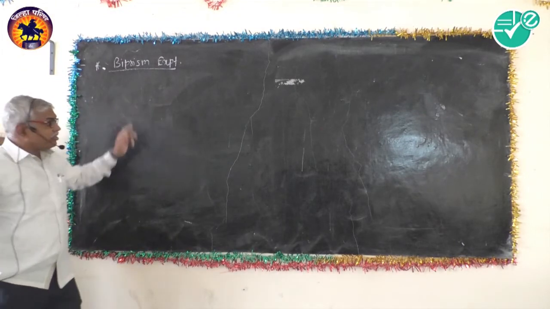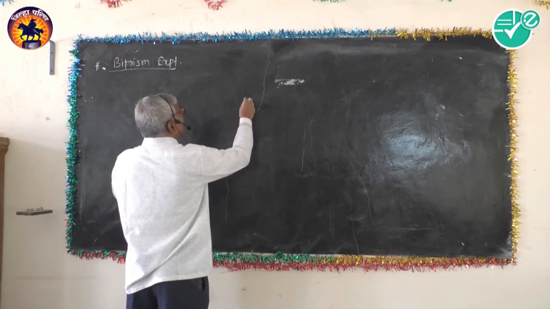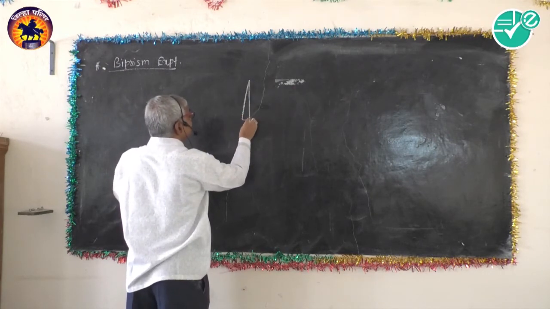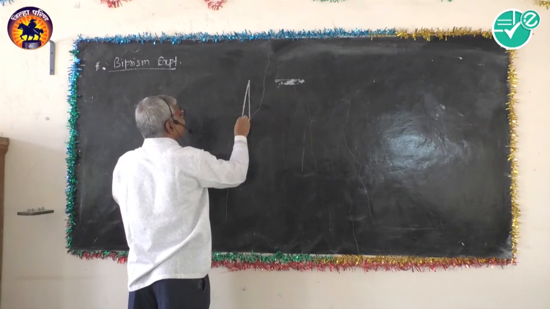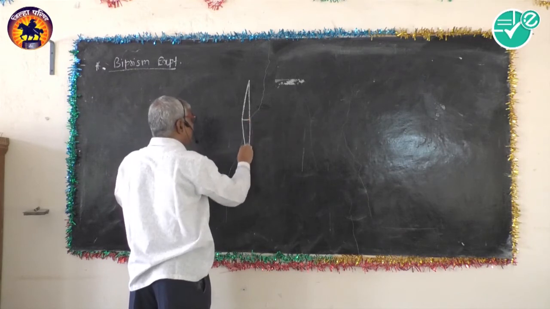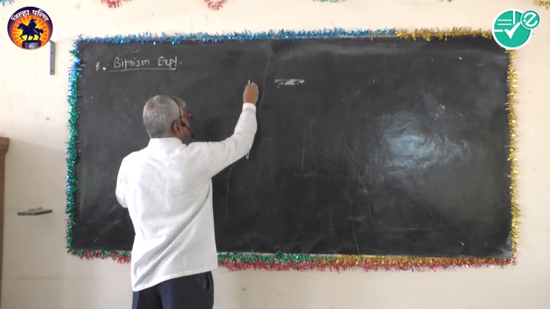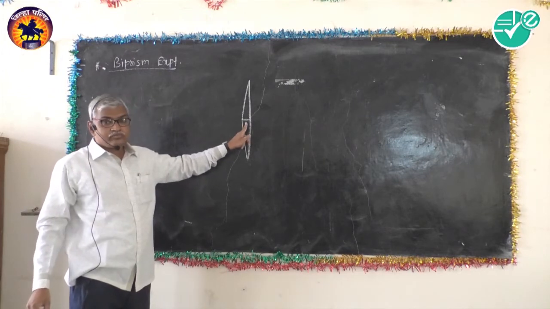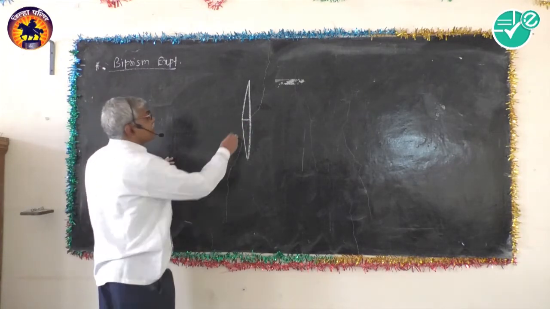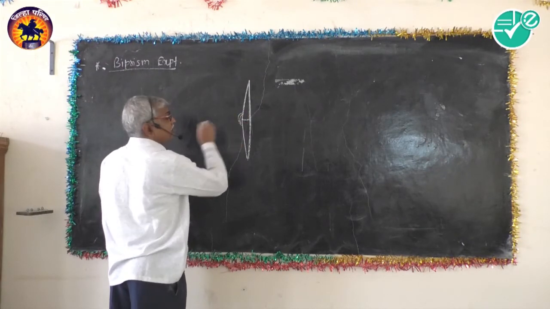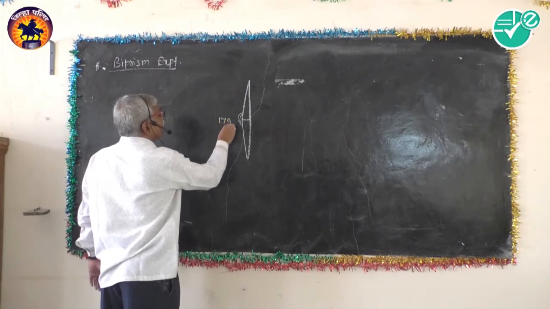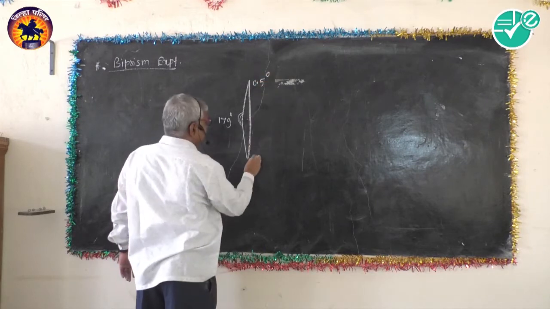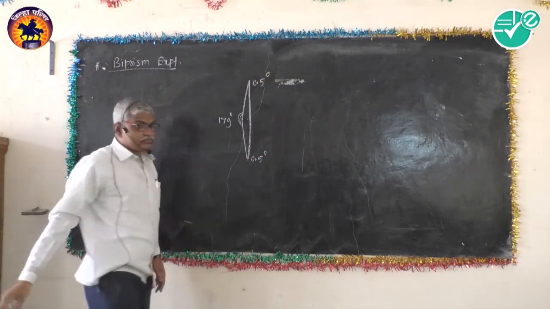What is biprism? Biprism is the arrangement of two identical right angled prisms combined base to base so that its refracting angle, that is this angle, is about 179 degree and remaining each is about 0.5 degree.